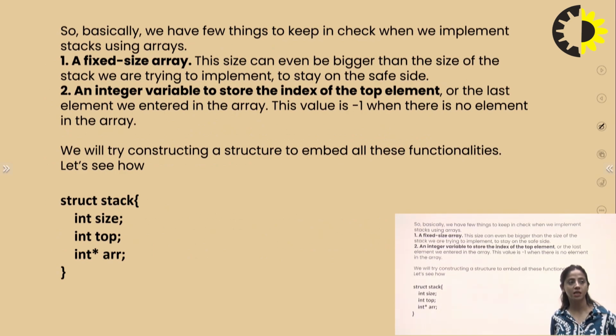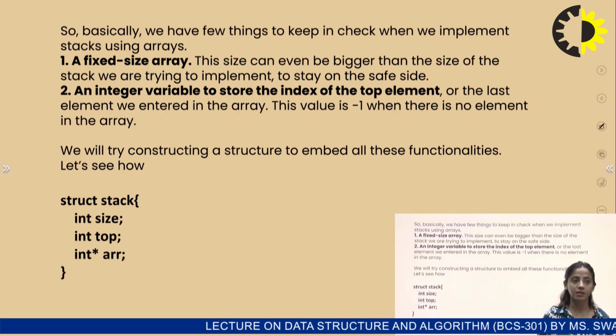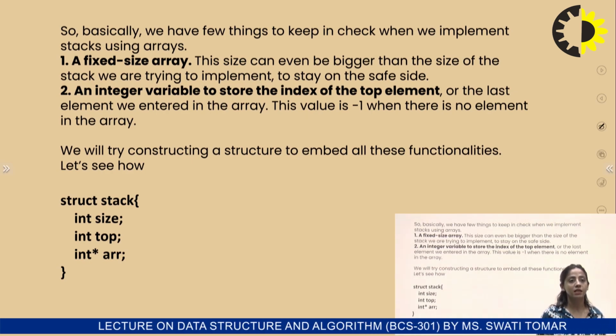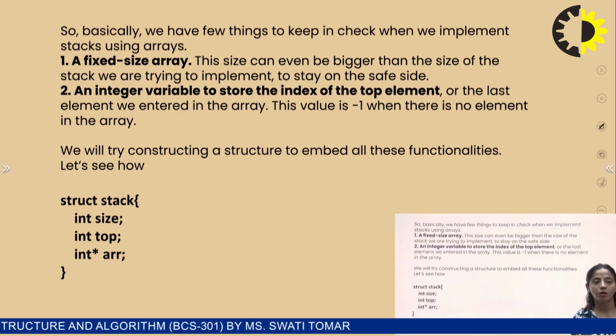When we implement a stack using arrays, a fixed size array is used. This size can be even bigger than the size of the stack we are trying to implement, to stay on the safe side. We also need an integer variable to store the index of the top element, or the last element we entered in the array. This value is -1 when there is no element in the array. We will try constructing a structure to embed all these functionalities.